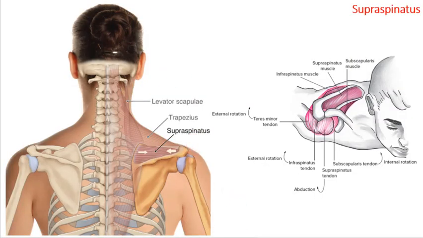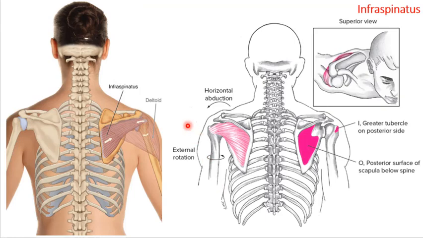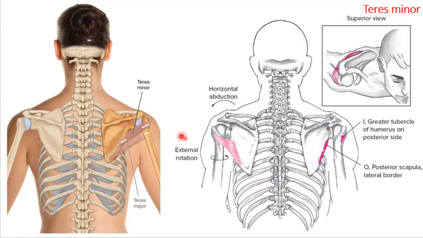Just keep that in mind, that it's always going to be an abductor, but it can do a little bit of external rotation. Your two big external rotators are going to be infraspinatus, that's right here, and it fills in that entire fossa that we were talking about and attaches on that greater tubercle, so it's perfectly aligned for external rotation. And then right below that is teres minor.